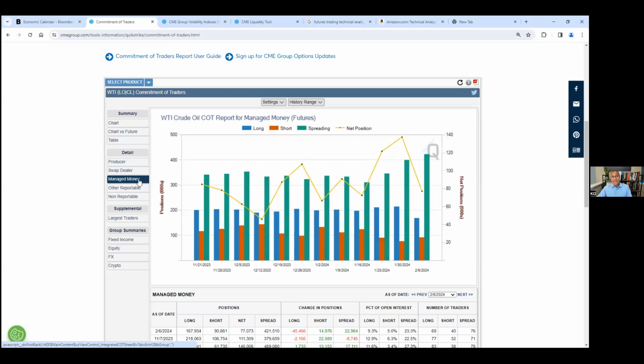We also have then managed money. This is the one I really kind of focus on. This is the traders that are managing CTAs, managing ETFs, what have you, right? So they might have some form of exposure when it comes to the crude oil markets.